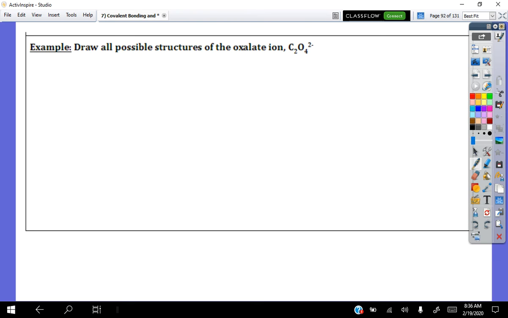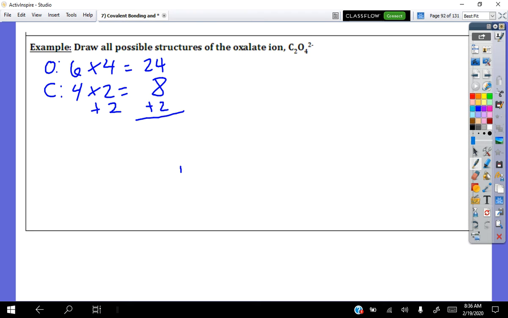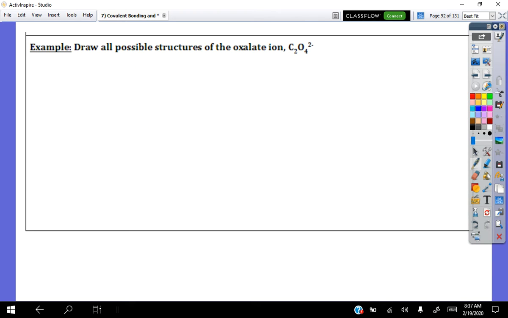In the oxalate ion, I know I've got 6 electrons for my oxygen times 4, which gives us 24 electrons total. My carbon, I've got 4 valence electrons times 2, that's 8 electrons total, plus 2 electrons from my charge. In total, this gives me 34 electrons to work with. When I go to draw this, I have to keep that in mind.